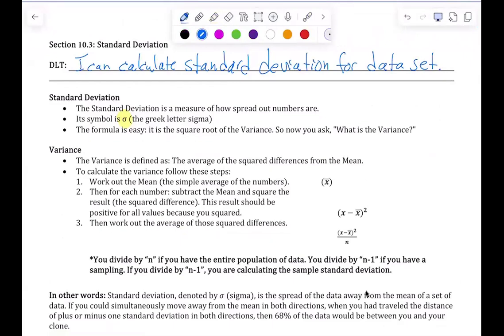Now, what you can think of is if you have a small standard deviation, most of the scores are really close together. Large standard deviation, they're a little more spread out. We're also going to be using it when we talk about shapes of distribution.